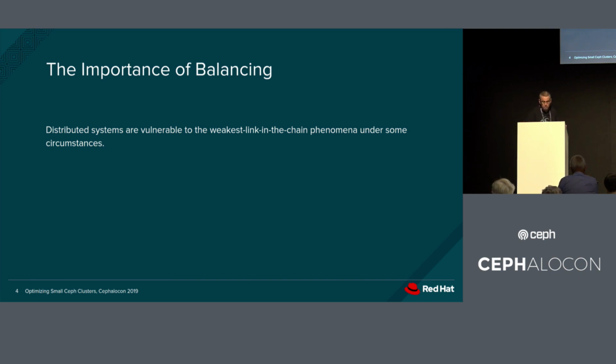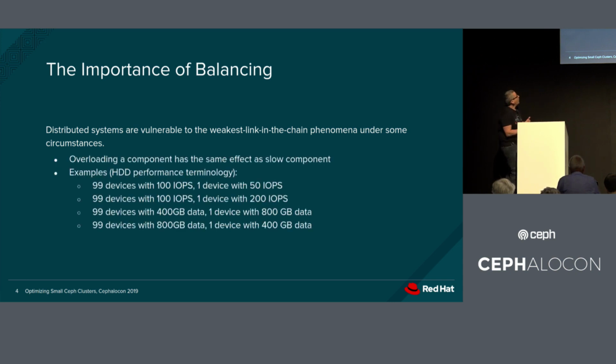Just as an example, if we have 99 devices with 100 IOPS and one device with 50 IOPS, what are we going to get in total from the system? Like 100 devices with 50 IOPS. We're going to get 5,000 IOPS. If we have 99 devices with 100 IOPS and one with 200 IOPS, we're going to get 10,000. The device with 200 IOPS will just sit half idle, and that's all.